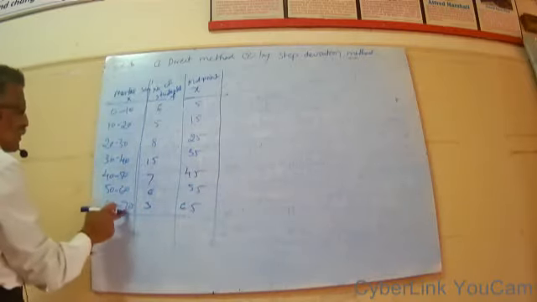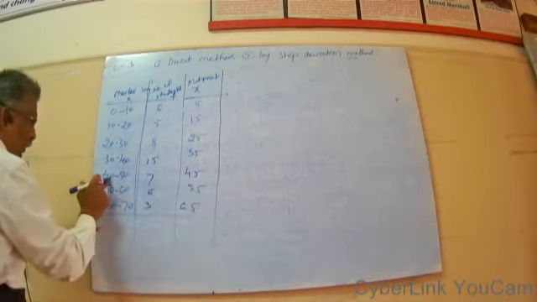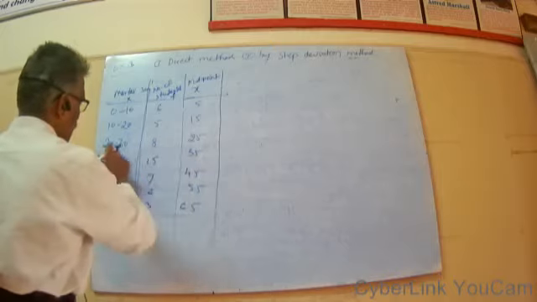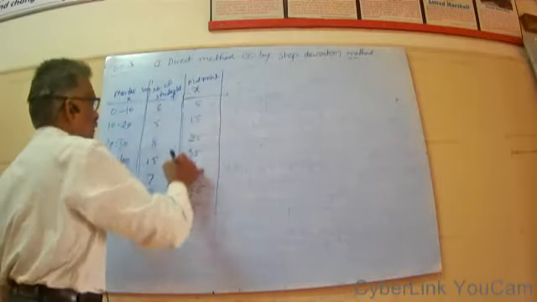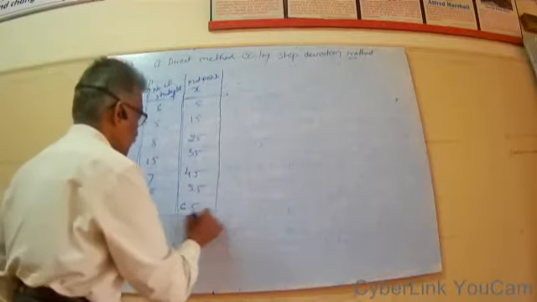60 plus 70 divided by 2. 50 plus 60 divided by 2. 40 plus 50 divided by 2. 30 plus 40 divided by 2. 20 plus 30 divided by 2. Similarly, other numbers. So take the midpoint of that. That gives you the actual x values.